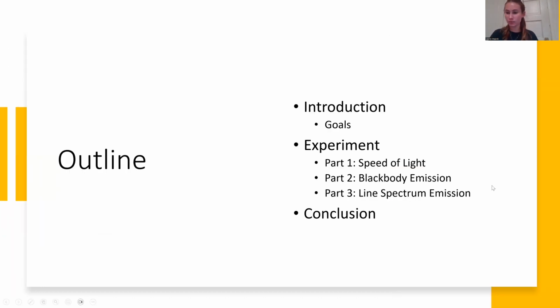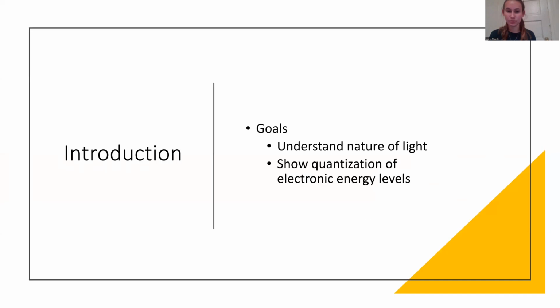For a quick outline, I'm going to start with an introduction in this presentation with my goals for the experiment, and then the experiment itself will be broken up into three parts: the speed of light, blackbody emission, and line spectrum emission. I'll discuss these parts individually, but I'll also have an overall conclusion at the end.